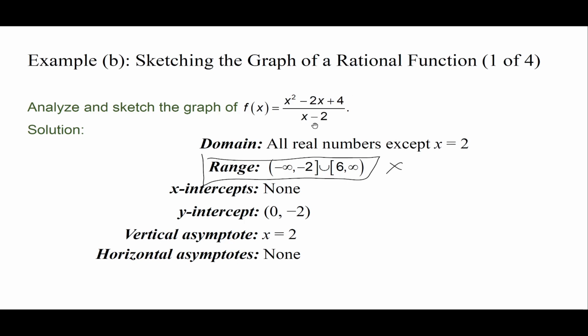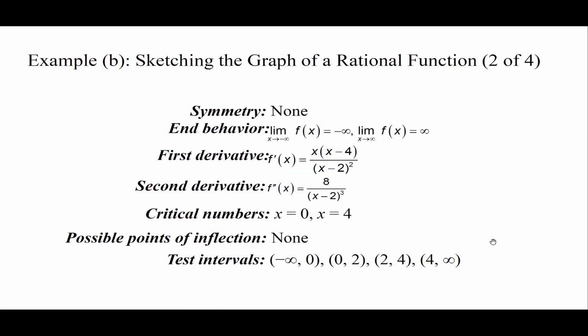What is the y-intercept? Put x equal to 0 here. That will give you 4 divided by -2, which is -2. What is the vertical asymptote? x equals 2. Horizontal asymptote: because the degree on the top is greater than the degree on the bottom, there is no horizontal asymptote. In a situation like this, we can find a slant asymptote, and I'm going to talk about that right after this problem, how to find the slant asymptote, but a horizontal asymptote is not possible.